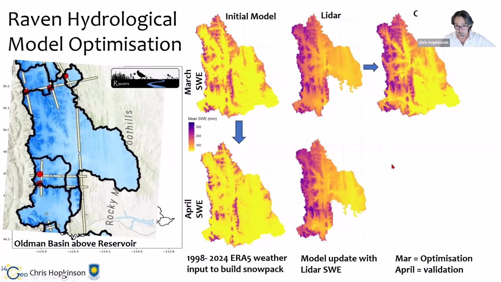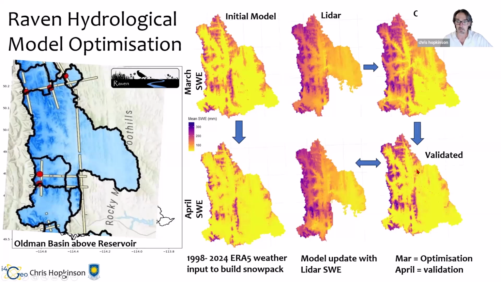And then that can then be ran from March through to April. And then this April product can be validated against our LiDAR product. And so this is a kind of a new implementation within this modeling environment, utilizing this data framework that we've created from the sampling and imputation. So this is also a work in progress and holds a lot of promise.